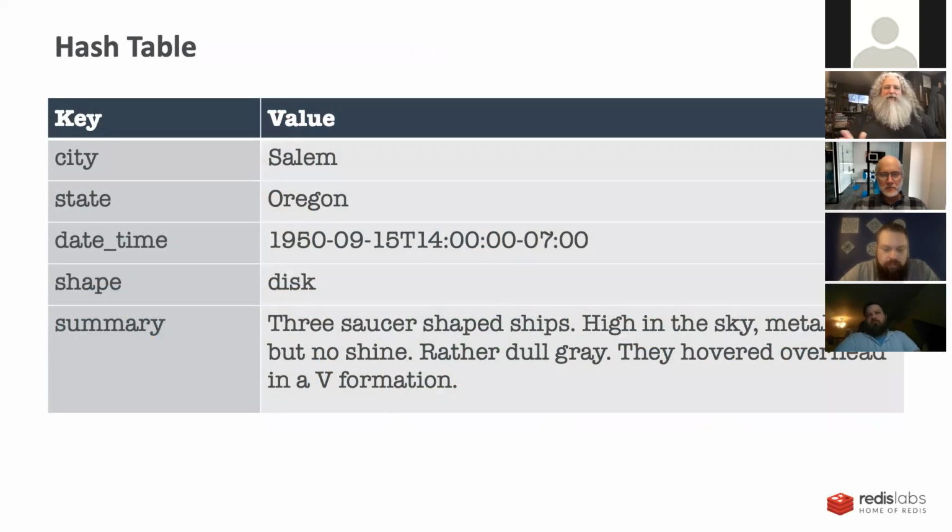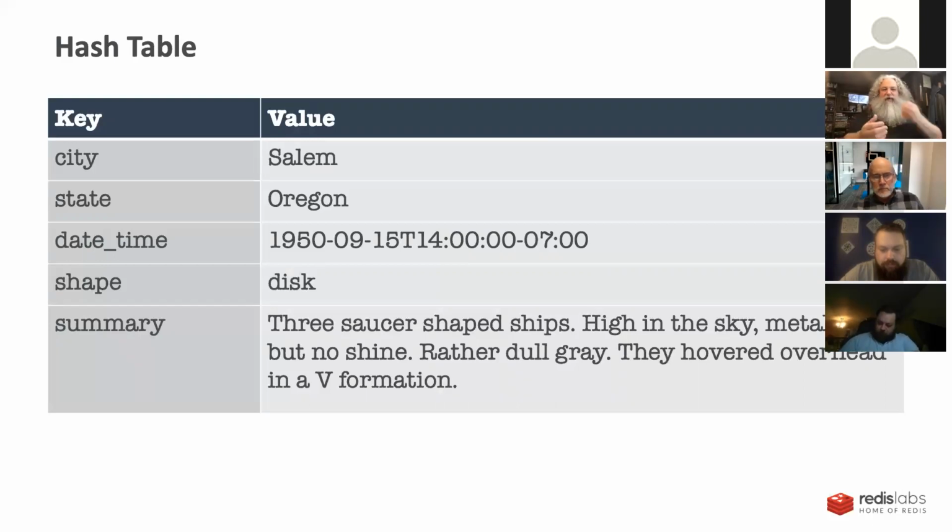So a hash table is a simple key value pair store. You put in the city, state, date, time, shape, summary. Here's our UFO data. Key value pair. We've used this a million times. If you're using a dictionary in Python, you're using a hash table under the covers. There's someone that probably says that I'm wrong on that. I haven't actually looked to see that it's implemented specifically as a hash table, but my money's on it's a hash table. If not, there's something similar to it.